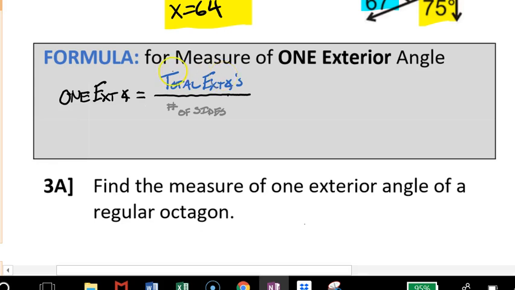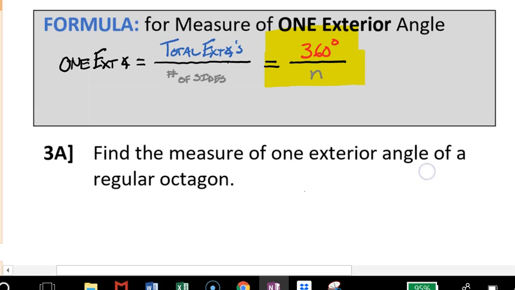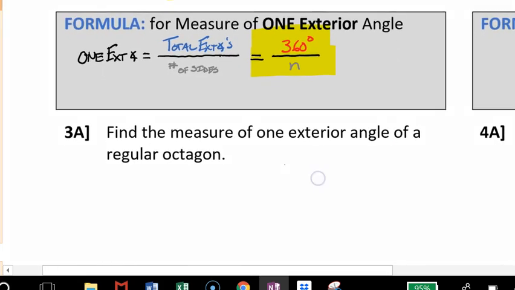Well, we know the formula for the total exterior angles. That's always 360 degrees. And for the number of sides, we use the letter n. So to find one exterior angle, we are going to take 360 divided by how many sides are present.